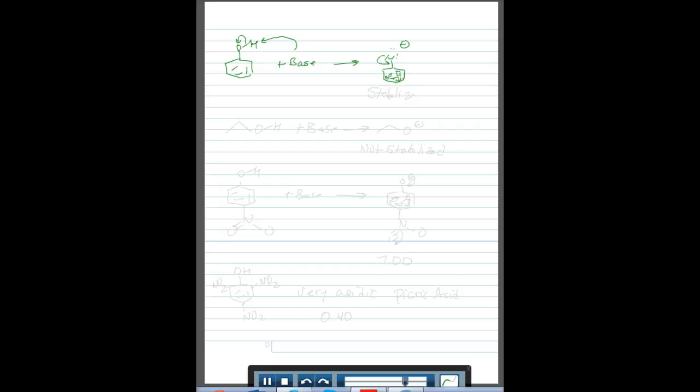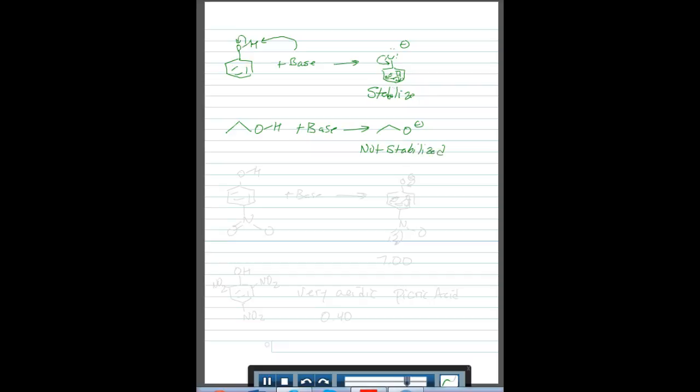I'm not going to show all the resonance structures, but you technically have 3 more resonance structures. So due to resonance, you can stabilize that negative charge. With ethanol, if you add in a base and deprotonate it, you just have a negative charge on the oxygen. This is not stabilized.